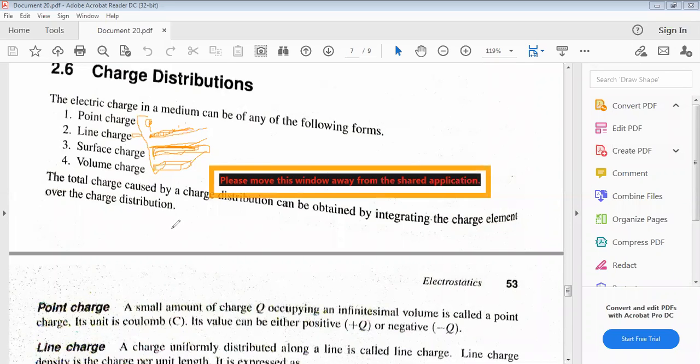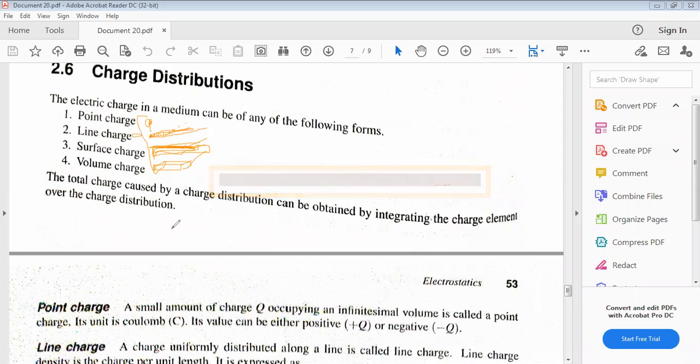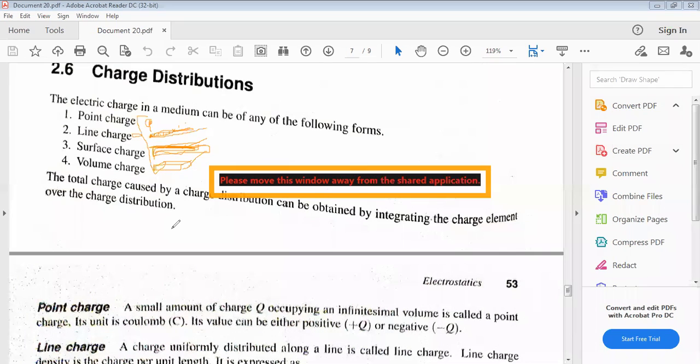Electric charge in the medium can be of the following forms: point charge, line charge, surface charge, and volume charge. The total charge caused by that charge distribution can be obtained by integrating the individual charge elements over the entire charge distribution. A point charge means a single point charge. When we integrate in a single direction, like a very thin line, that is called a line charge. When we integrate that thin line in both horizontal and vertical directions, assumed as a rectangular sheet, that is called a surface charge, which also having some volume is called a volume charge.